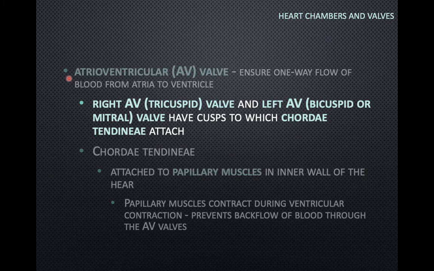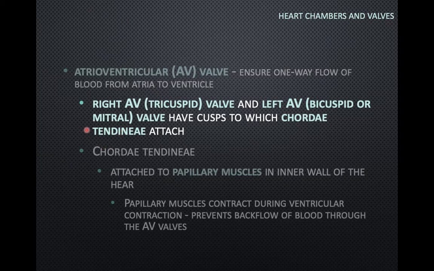So the first one on your anatomical right side is your right atrioventricular valve, or your tricuspid valve. And then on the left-hand side, we have the bicuspid valve, or the mitral valve. Okay, and guess why they are named the way that they are named? Well, the right atrioventricular valve, or the tricuspid valve, has 3 cusps that make up the valve, and the left one has 2 cusps. Okay, and they attach to what I showed you before, these chordae tendineae.